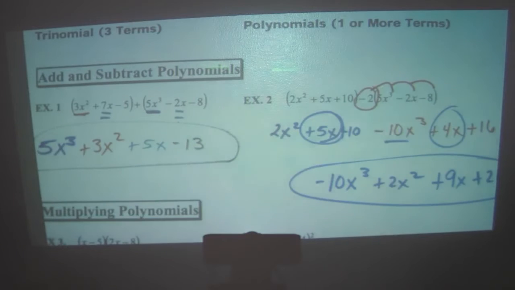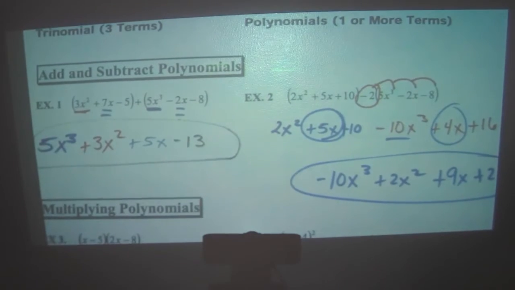Yeah, you guys could do that in your sleep. You guys are like, this is easy. Cade's like, come on, man. This is easy. All right, let's do multiplying.